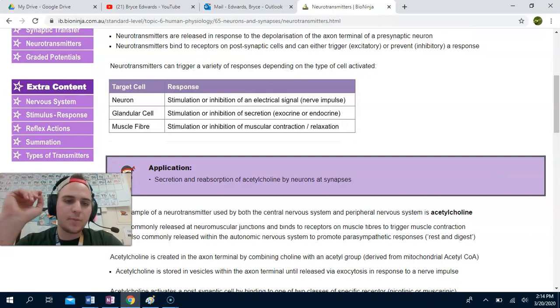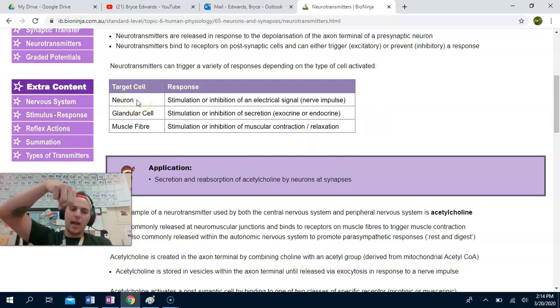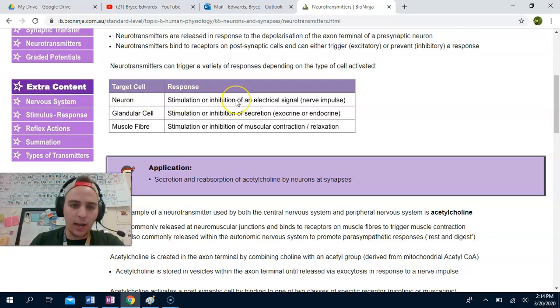So, neurotransmitters can trigger different responses in different cells. If the target cell is a neuron, so if at the end of the axon this is a neuron, we can see stimulation or inhibition. That's a really important thing. Neurotransmitters can stimulate a signal to keep going, or they can actually be inhibitory. So they can stop a signal. They can tell a signal, don't move any further, we're done. So if the target cell is a neuron, it can stimulate or inhibit a new electrical signal to keep the signal going.